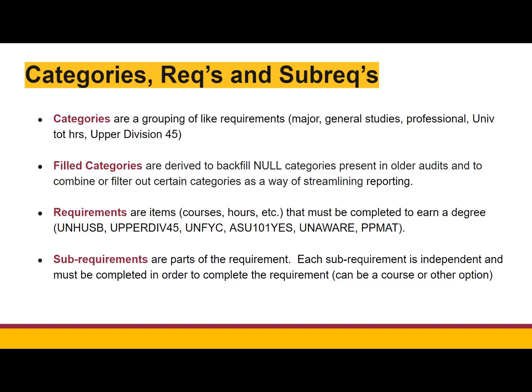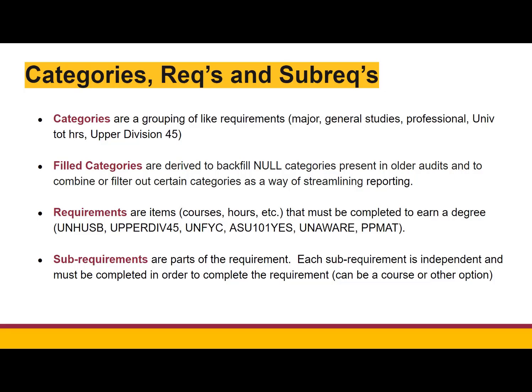Those would be things like your first year composition requirement, your awareness requirement, a math requirement. Upper division 45 is also there, which is kind of confusing because it can be a requirement and it can be a category, so keep that in mind. Sub-requirements are parts of the requirement. Each sub-requirement is independent and must be completed in order to complete the requirement.